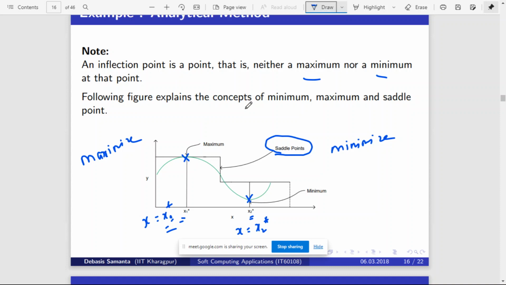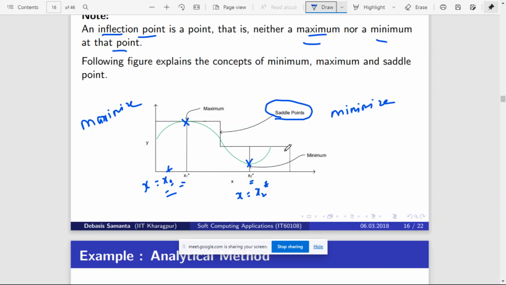Saddle point is also called an inflection point. An inflection point is a point that is neither maximum nor minimum. So here these two are the maximum and minimum points. All the remaining points are called saddle points or inflection points.